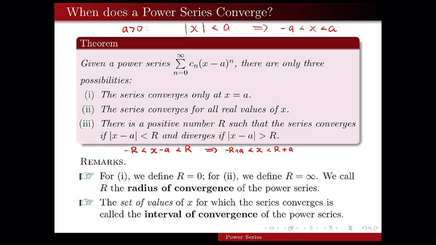So if we put this on the real line, for example, this is your real line. This is your a. r plus a will be somewhere here, minus r plus a will be somewhere here. So the distance from a up to r plus a, that's just r. It's called the radius. And this interval here will be included in the interval of convergence.